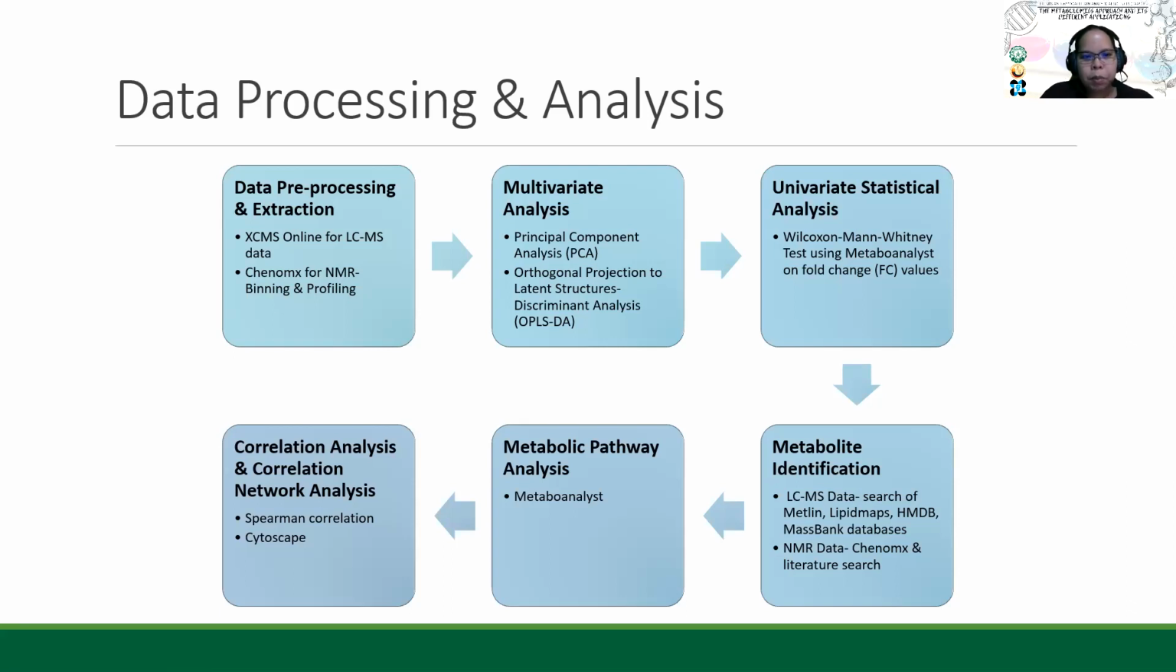We have done some data preprocessing and extraction, and subsequently this is subjected to chemometric analysis. You have multivariate analysis such as PCA and OPLS-DA. And then because there are so many metabolites that are involved, we further narrow it down using univariate statistical analysis, using Wilcoxon-Mann-Whitney for fold change in order to see fold changes in the metabolic profiles. And we made use of certain databases for the identification of these metabolites. And subsequently, we did metabolic pathway analysis and also correlation network analysis.